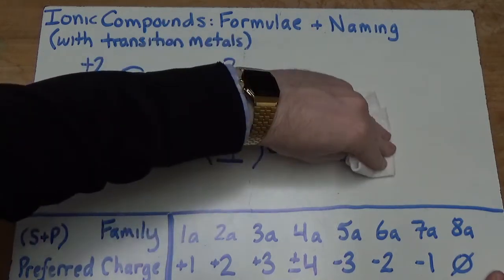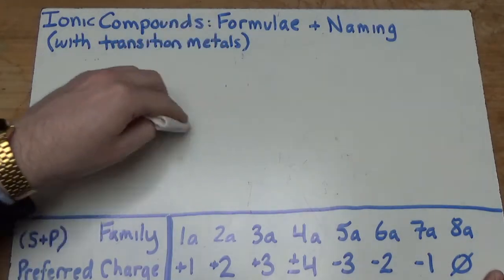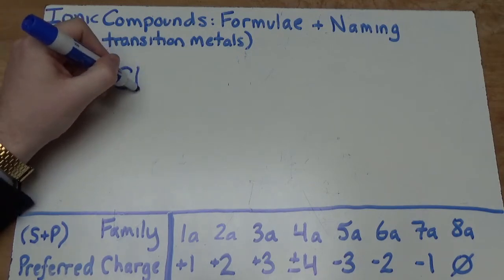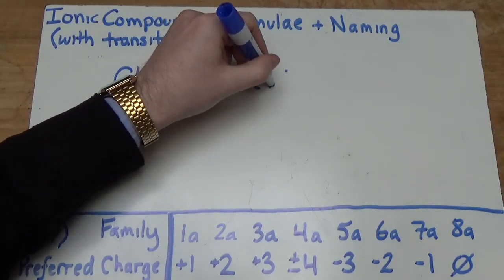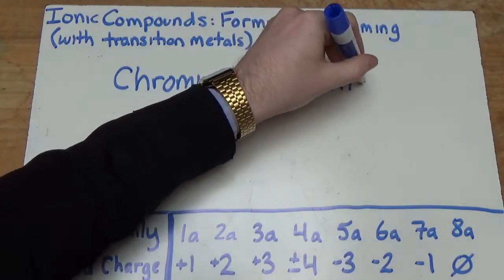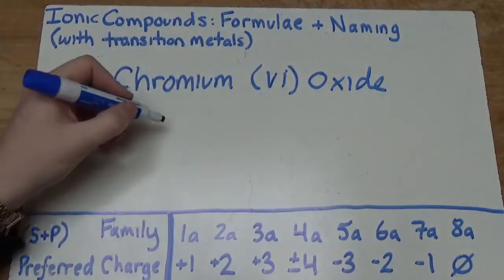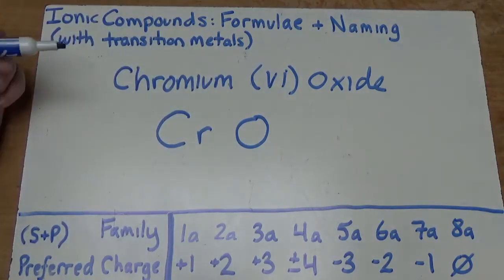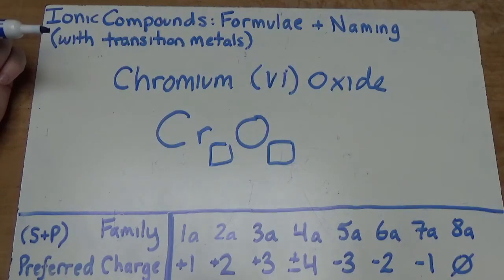Now, what happens if instead you are given the name and asked to work backwards to try to find the formula? Well, let's try an example. Chromium 6 oxide. So chromium 6 oxide, I know that my formula is going to have a Cr and it's going to have an O. And I need to figure out what the numbers are here to figure out my formula.